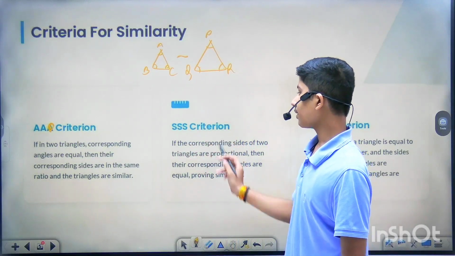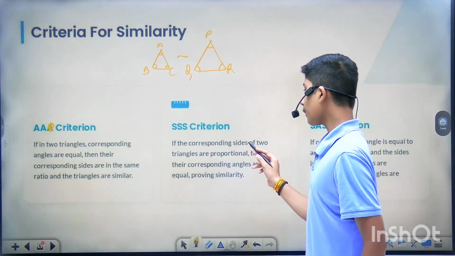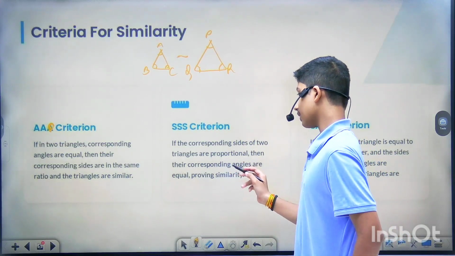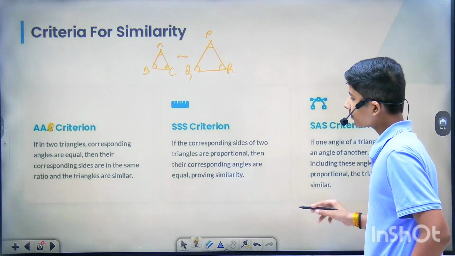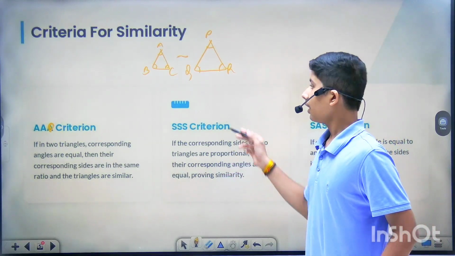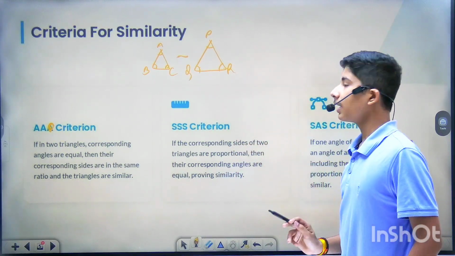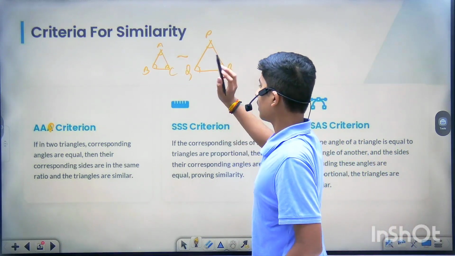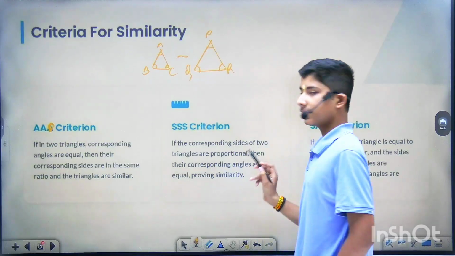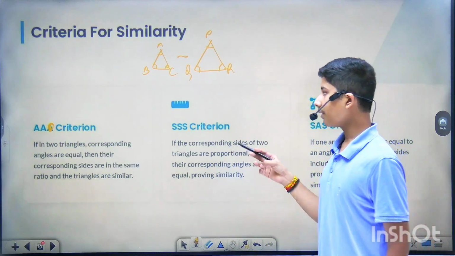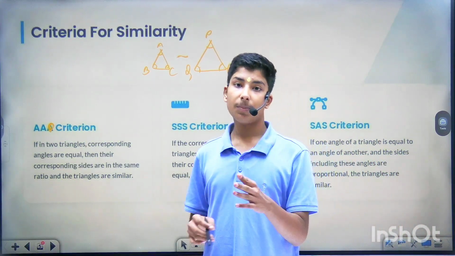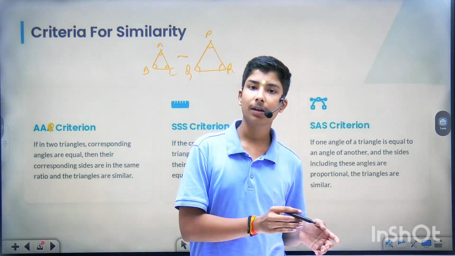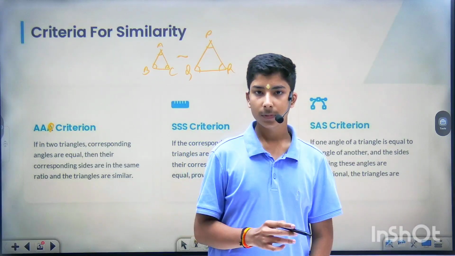Second is the SSS criterion. If the corresponding sides of two triangles are proportional, then their corresponding angles are equal. Okay. If the corresponding sides, meaning all three sides of the triangles, are proportional, this side to this and this side, then these triangles are similar. SSS criterion. But remember, if a thing is congruent, then it is similar. But if a thing is similar, then it is not necessarily congruent. Okay?